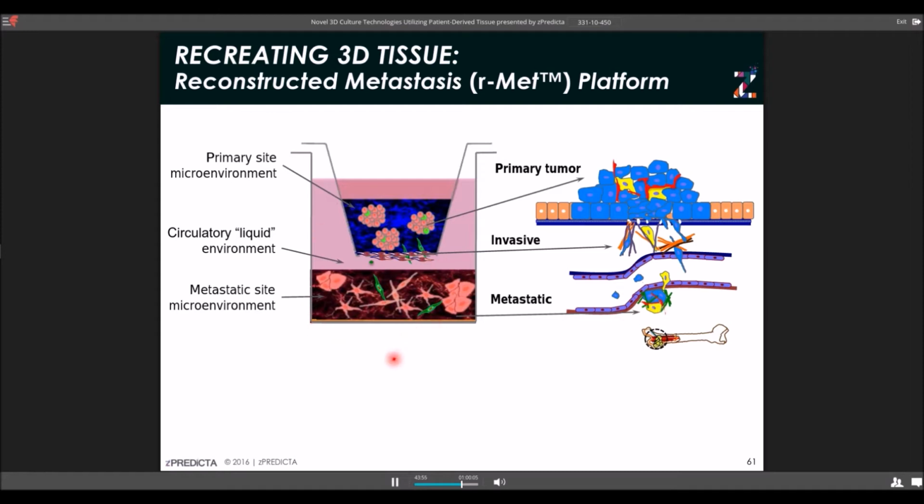And we set up a modified transwell model where we place the environment of the primary site into a transwell and the environment of the secondary site in the bottom of the multi-well plate. And the medial layer between these two environments provides the circulatory environment where the cells have to survive in an anchorage-independent state. And this is really the only model right now forcing cells into anchorage-independent state, where you can then identify truly metastatic cells, not just the migratory and invasive cells.